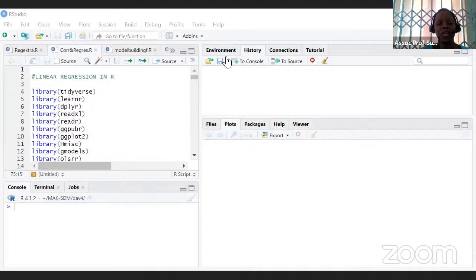Montgomery and Parker, Introduction to Regression. It's called Introduction to Regression.